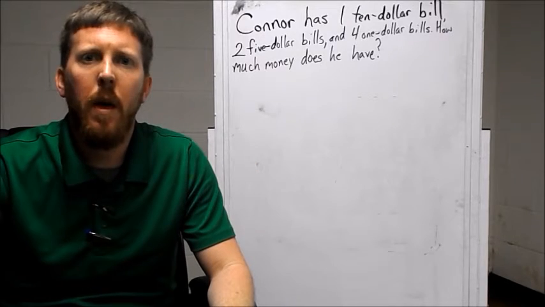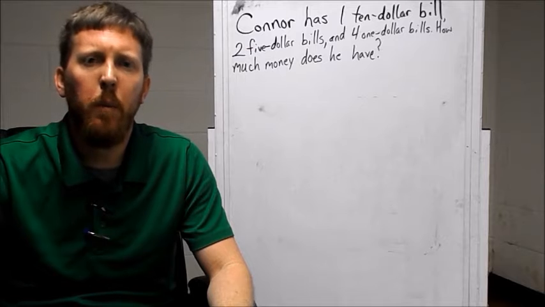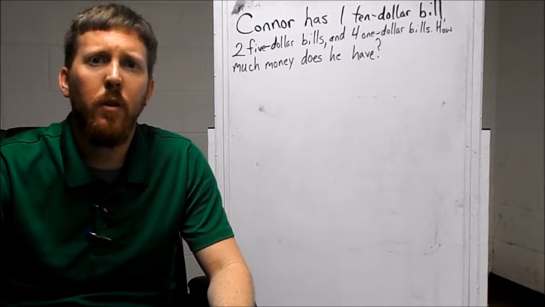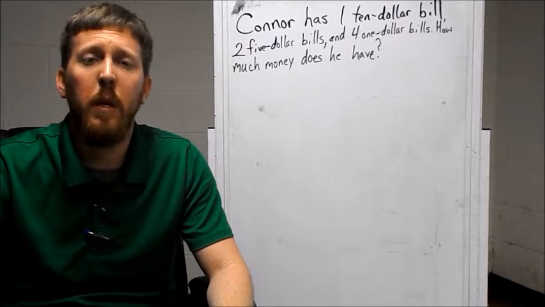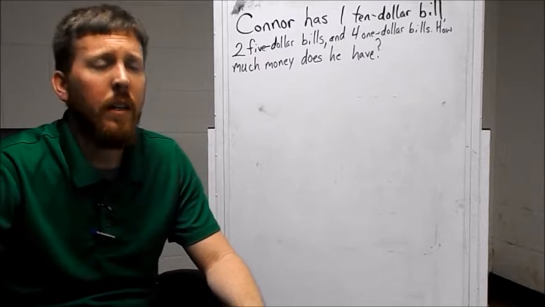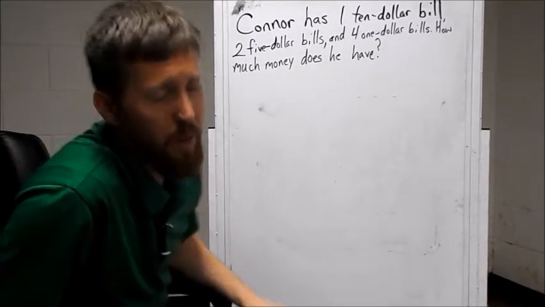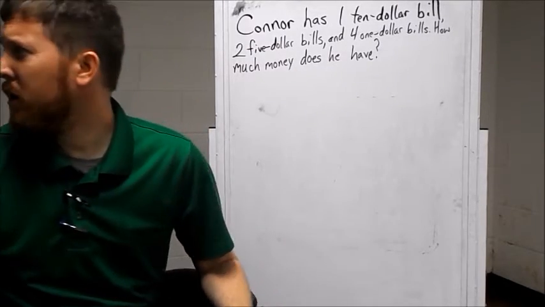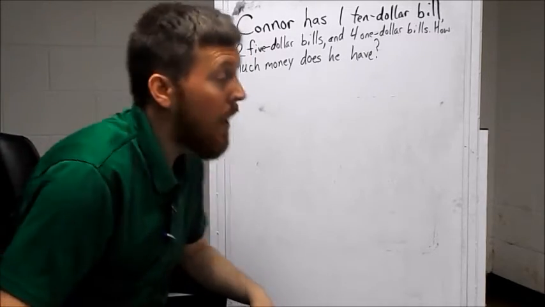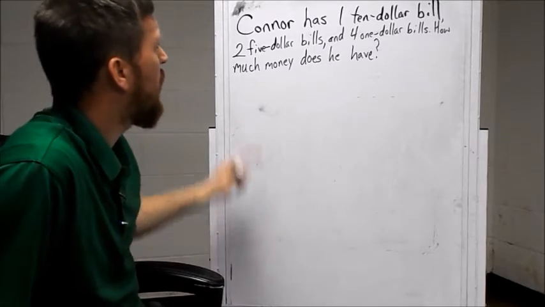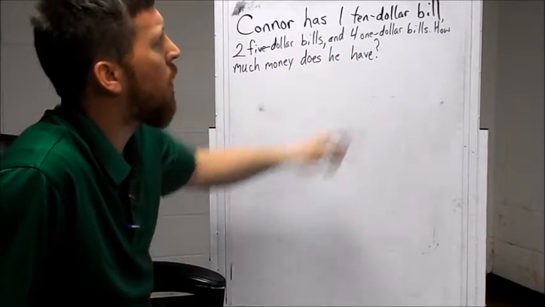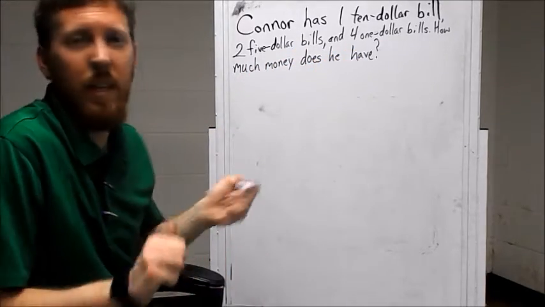Just like yesterday in math, I'm going to do one problem on the board, and then I'm going to do 2 problems in Google Forms for you guys to answer. This again is math, but it's using bills and dollars today. So the problem that I have on the board that I'm going to work out, it said Patrick, so I switched it to Connor's name, and we're going to work this out. So the question is, Connor has 1 $10 bill, 2 $5 bills, and 4 $1 bills. How much money does he have?